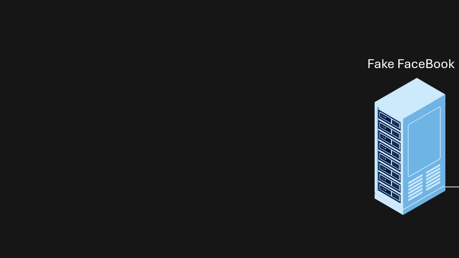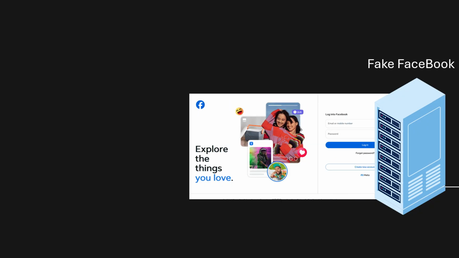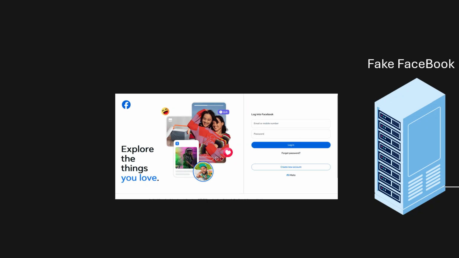The URL still says facebook.com. The page might even look identical to the real one, but behind the scenes, your traffic is being redirected to a malicious server pretending to be Facebook. So the real question becomes, how does your browser detect that something is wrong?